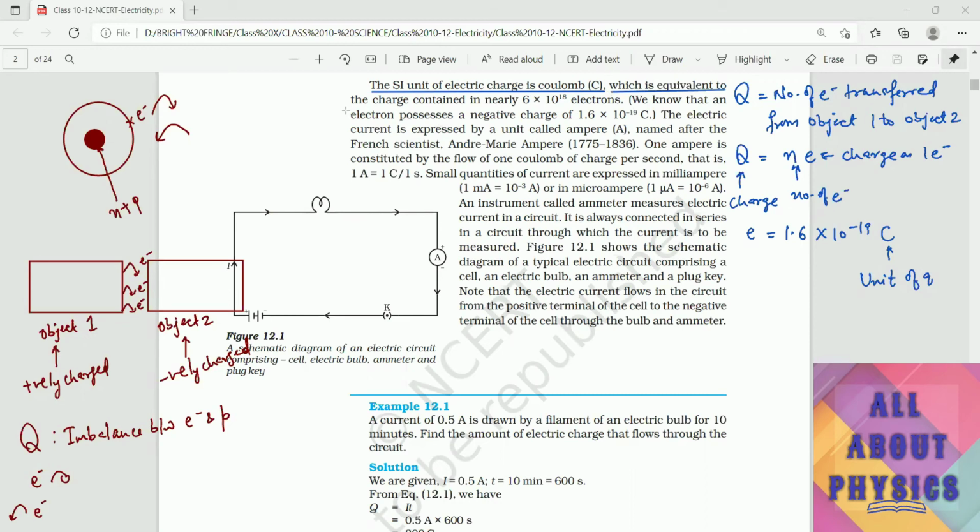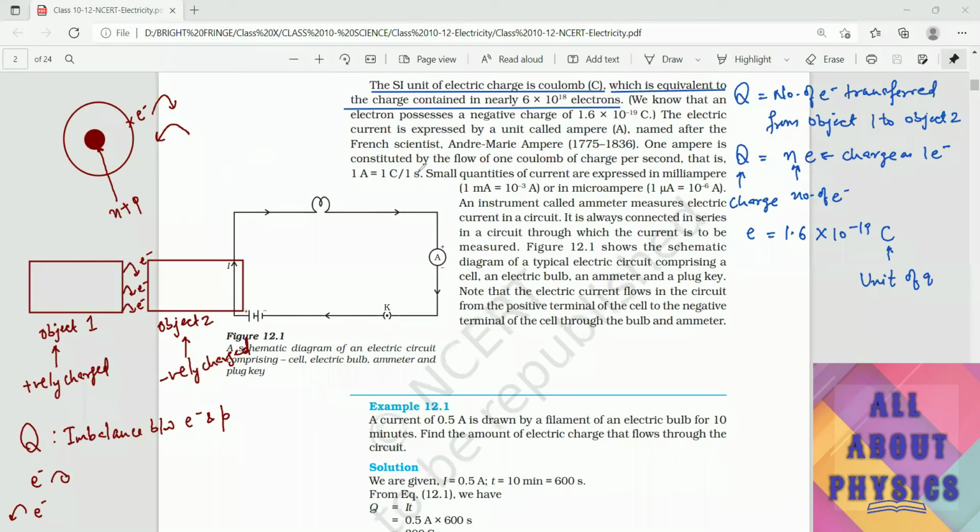Now, this coulomb is equivalent to the charge contained in nearly 6 × 10^18 electrons. Means 1 coulomb is equal to the charge contained in nearly 6 × 10^18 electrons. Now, see, we can also prove it.